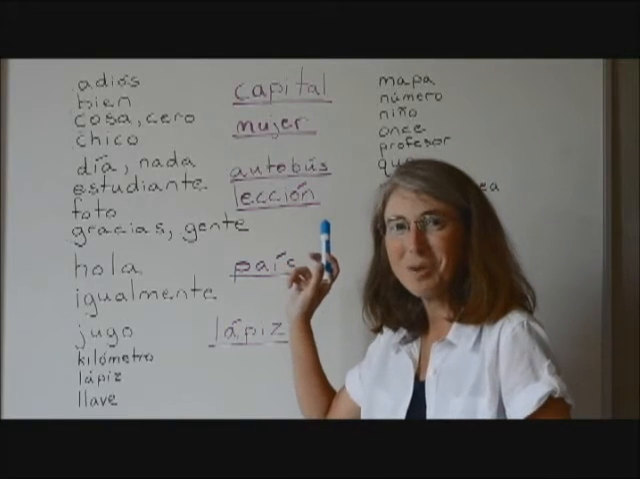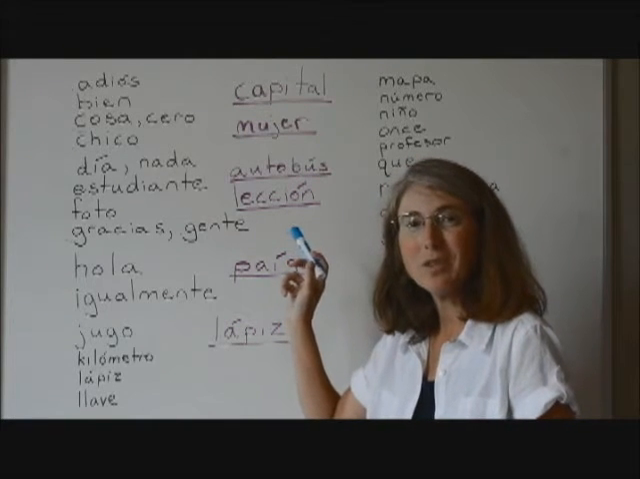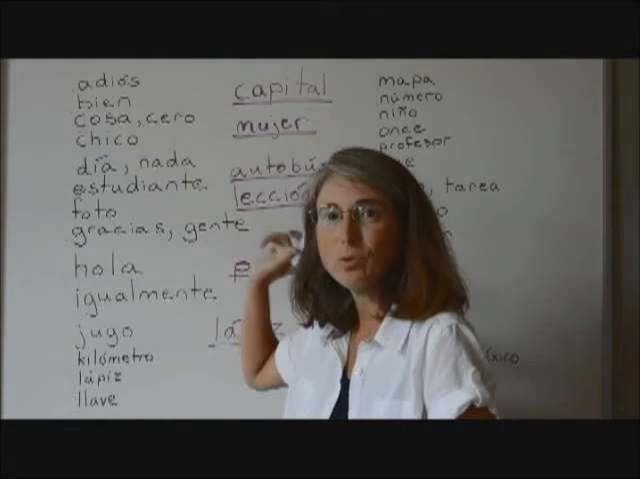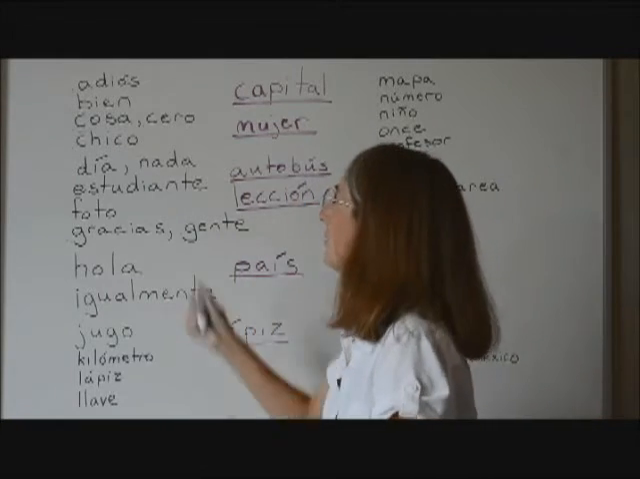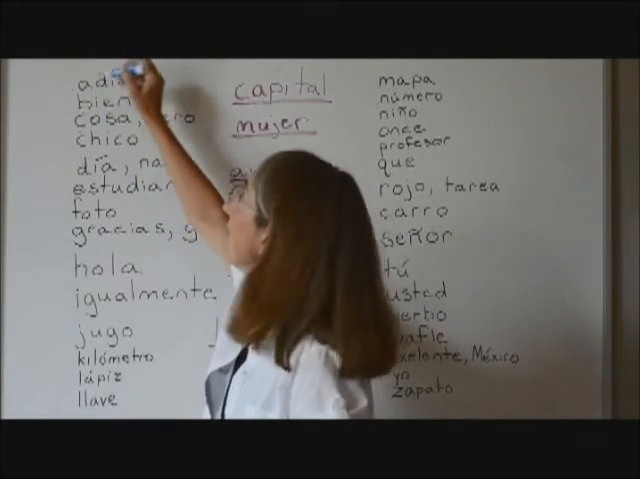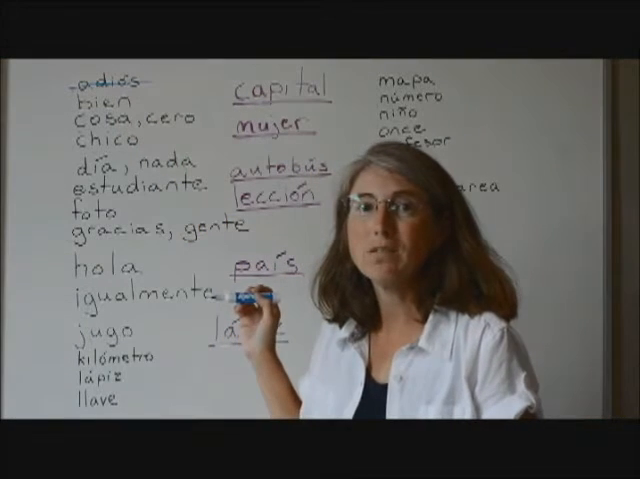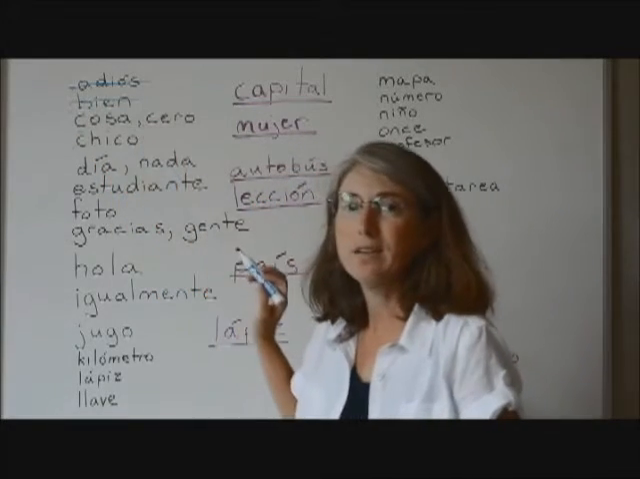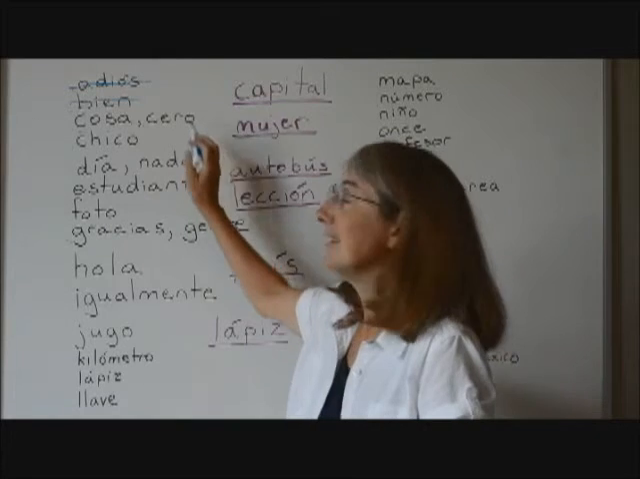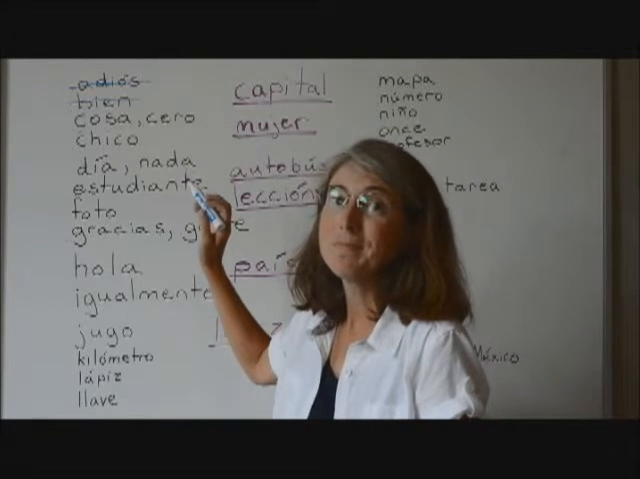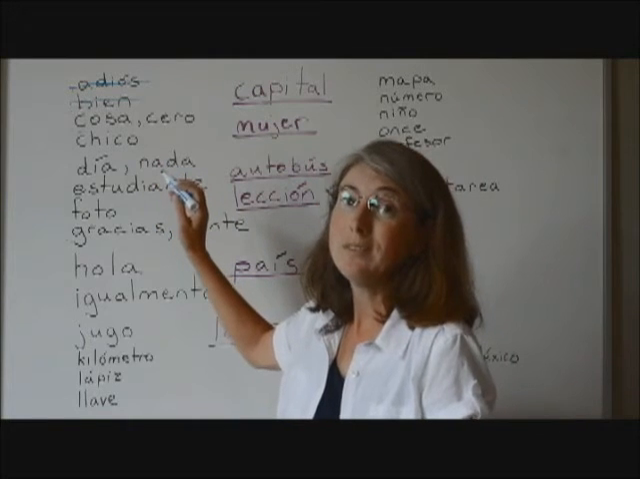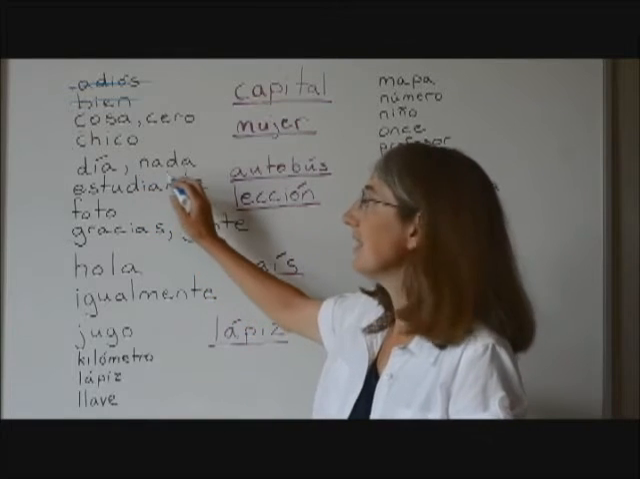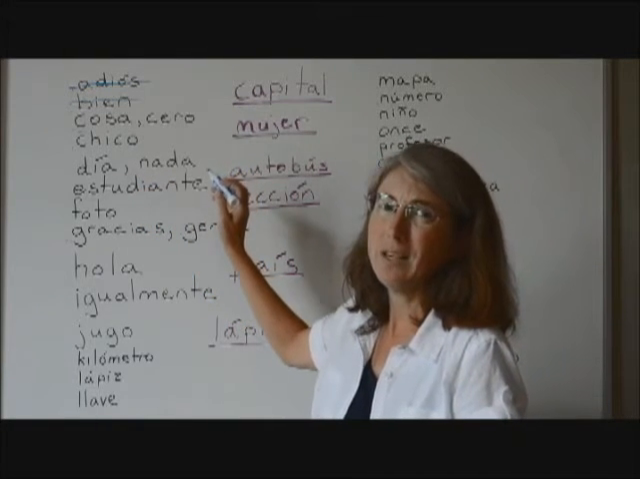So here I have a list of some words in Spanish, and we're going to figure out if they're nouns or not. The first word is adios. Is that a noun? Probably not. It means goodbye. Goodbye is not a noun. Bien. That's well. It could be a noun, but probably not. Cosa. Thing. Yep, that's a noun. Cero. Zero. Could be. Chico. Boy. Absolutely. Dia. Noun. Day. Nada means nothing. Is that a noun? Probably not.